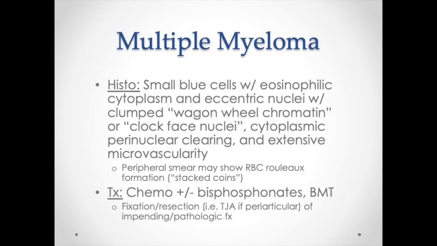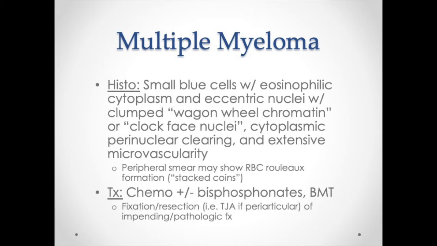Histology demonstrates typically small blue cells with eosinophilic cytoplasm and eccentric nuclei with clumped, what they call wagon wheel or clock face chromatin. There's always cytoplasmic perinuclear clearing and extensive microvascularity, which is a hallmark of this disease as well. A peripheral smear on a blood draw will show the red blood cell rouleaux formation, or stacked coins, where they all seem to line up and stack up.